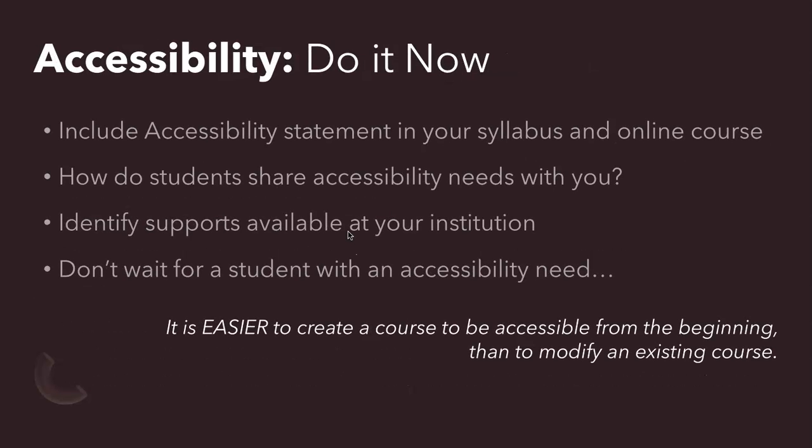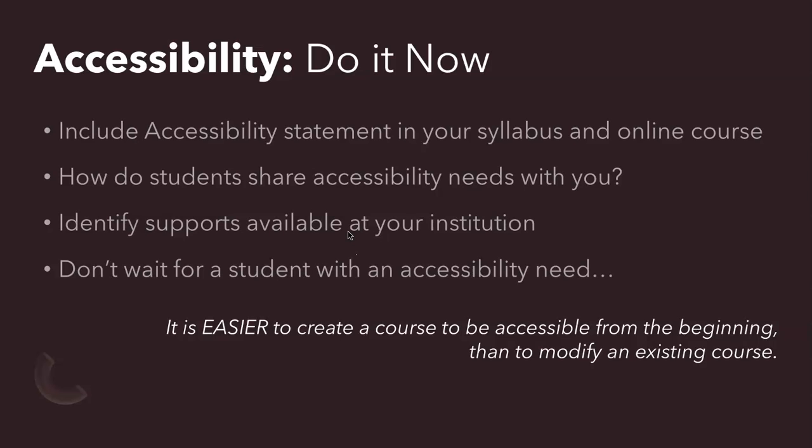Now we're going to transition and just talk about accessibility. So this is usually what we think about first before we think about universal design. We think, oh, we've got these learners. I've got somebody with an accessibility need. They're deaf, they can't hear, so I've got to adjust. I'll tell you now, when designing a class, when it comes to accessibility, do it now. Don't wait until you have a student that has a need. It is much easier to create your course to be accessible from the beginning than it is to modify an existing course.